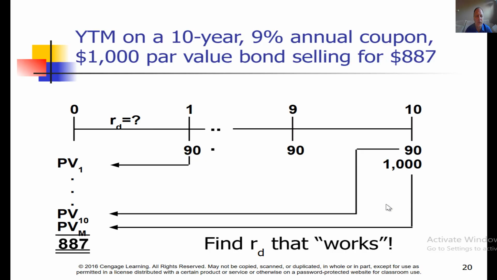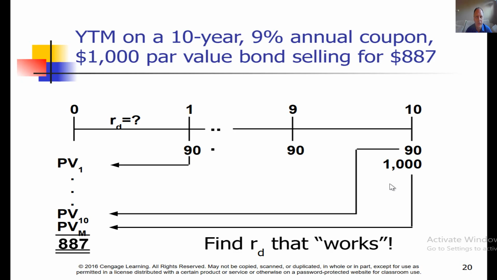How do we calculate the yield to maturity on a 10-year 9% annual coupon bond with a par value of $1,000 selling for $887? So in this example, you will purchase it for $887. You will get $90 a year for 10 years, and you will get your $1,000 bullet payment back. This is a hard calculation to do by hand.